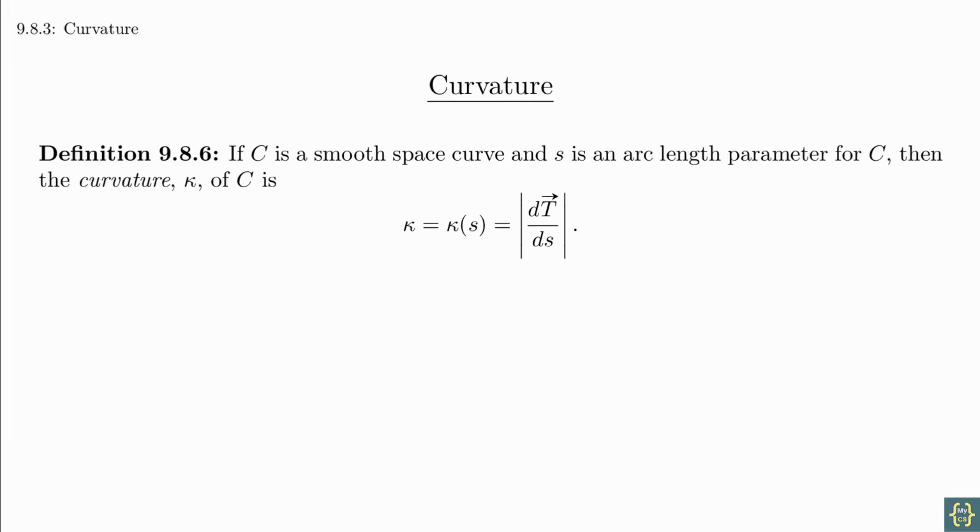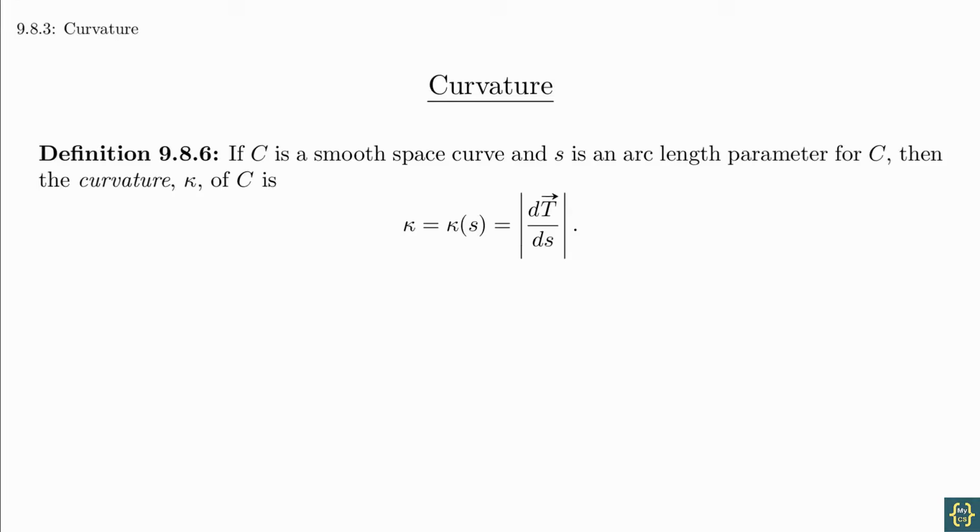Definition: if C is a smooth space curve, and s is an arc length parameter for C, then the curvature κ of C is the length of the derivative of the unit tangent vector with respect to s. The fancy-looking κ is the Greek letter kappa. The more formal way to arrive at this formula is by working directly with the rate of change of the direction. The book does this derivation, and you should go read that part of the section to get the full treatment.